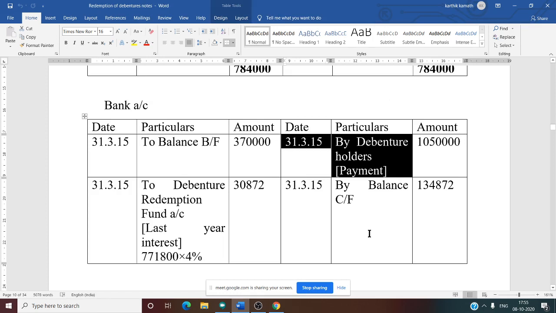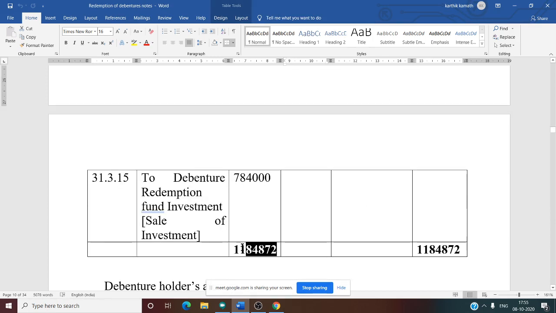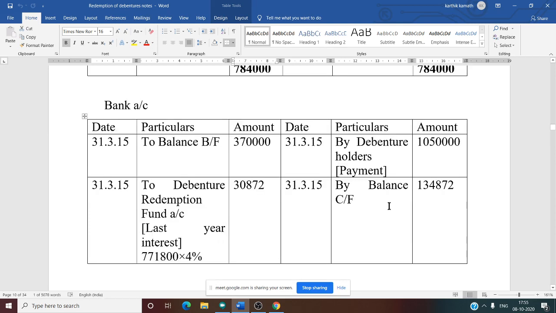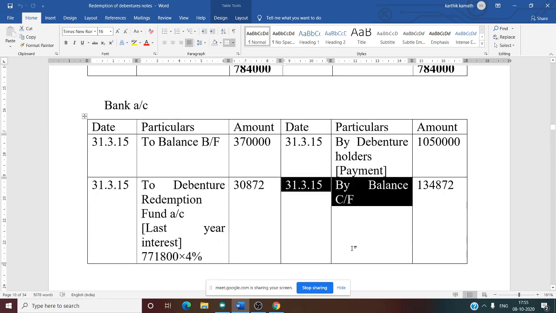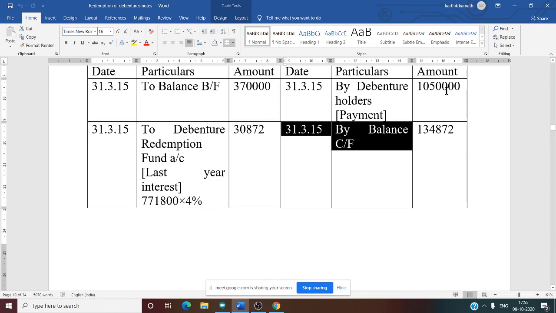So now we know the debit side total is more than the credit side total. The total is 11 lakh 84,872. But there is a remaining balance in the bank account. What is the remaining balance? 11 lakh 84,872 minus 10 lakh 50,000, the remaining balance is 1 lakh 34,872.